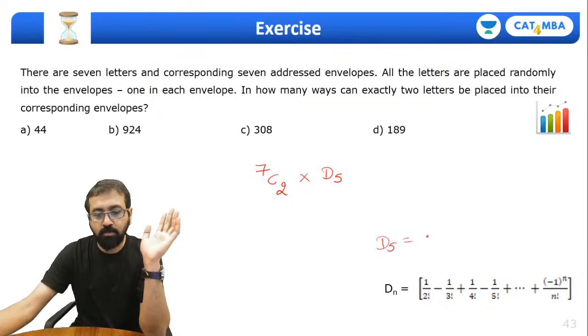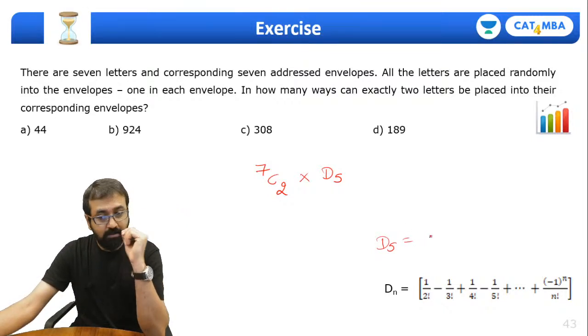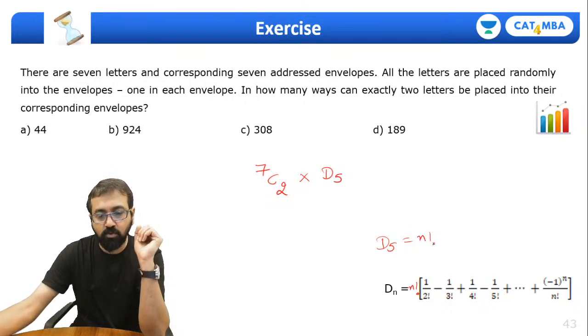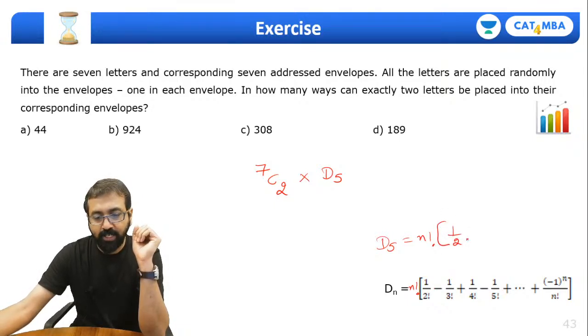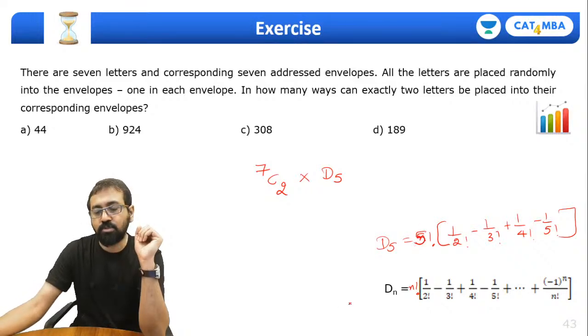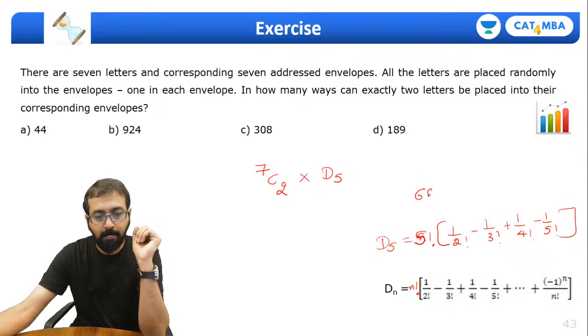Now apply this formula for D5. Right, guys, there is n factorial which is missing over here. Just write down: it will be n factorial in the bracket, 1 by 2 factorial minus 1 by 3 factorial plus 1 by 4 factorial minus 1 by 5 factorial. Here n will be 5 factorial, of course. Are we clear with this? If you just solve, this is 120 divided by 2. What will be the value? Guys, 120 divided by 2, it's going to be 60.